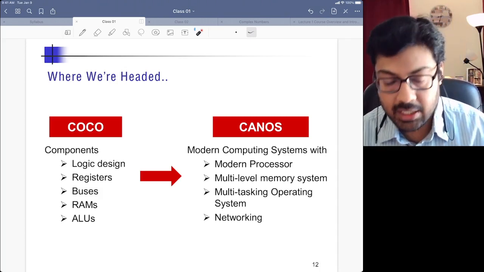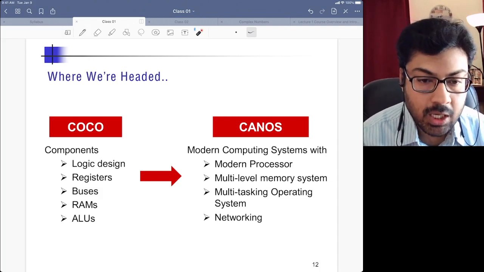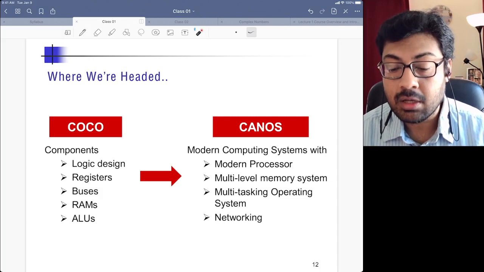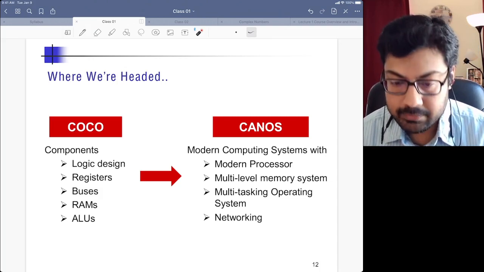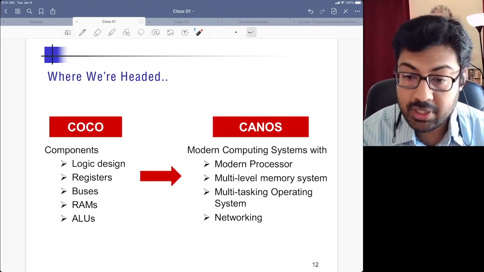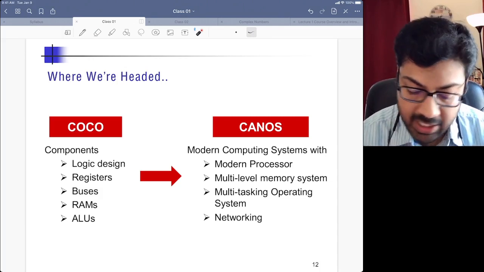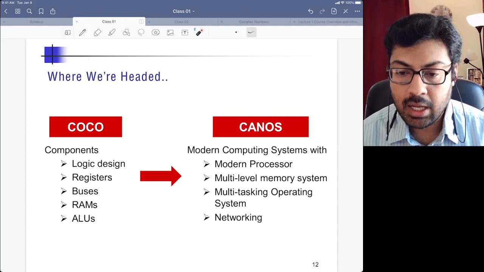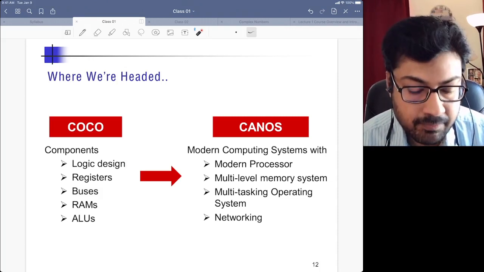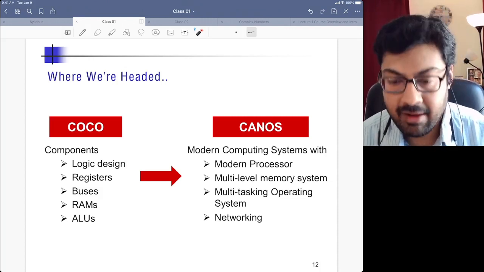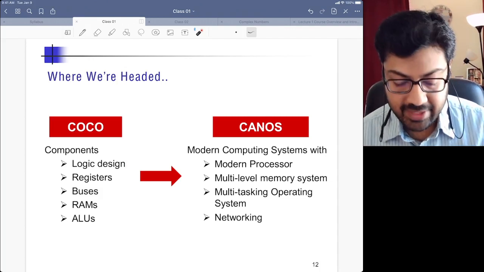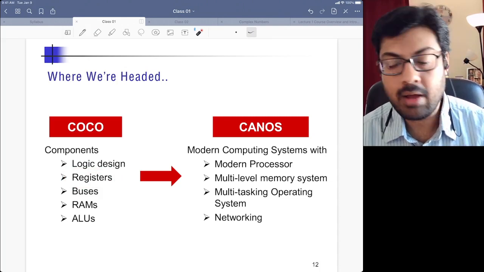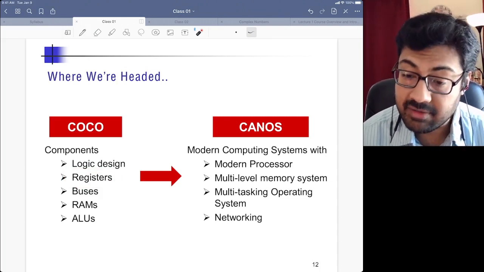So that's where we are headed in CANOS. We are going to be designing and analyzing things that are applicable to the real world, right? So using the components that we learned in COCO. So what did we do in COCO? We talked about logic design. How do you design using logic gates? Logic gates have transistors inside them. How do you design registers? Well, you take a latch, you design a flip-flop, and then using flip-flops, you can design registers.